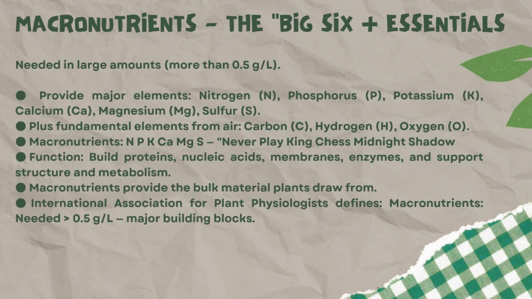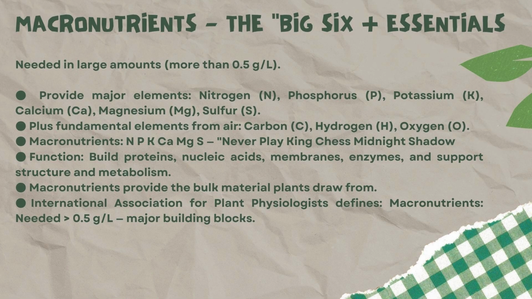Now let's uncover all these elements, inorganic and organic, one by one. First, macronutrients are the big building blocks plants need in a large amount, more than 0.5 grams per liter. Here's what they include: nitrogen, phosphorus, potassium, calcium, magnesium, sulfur. And don't forget the fundamental elements from air: carbon, hydrogen and oxygen.